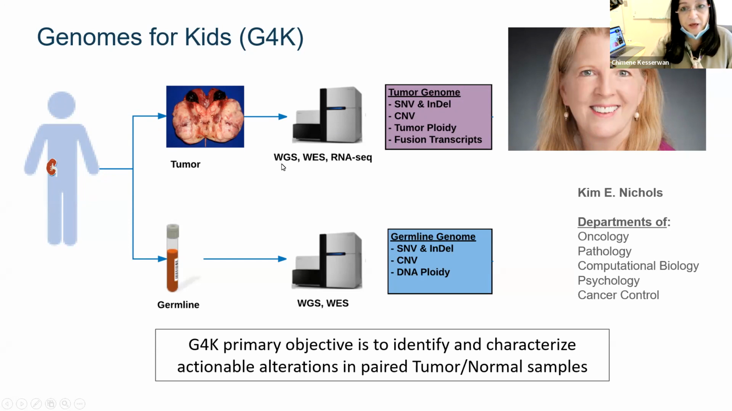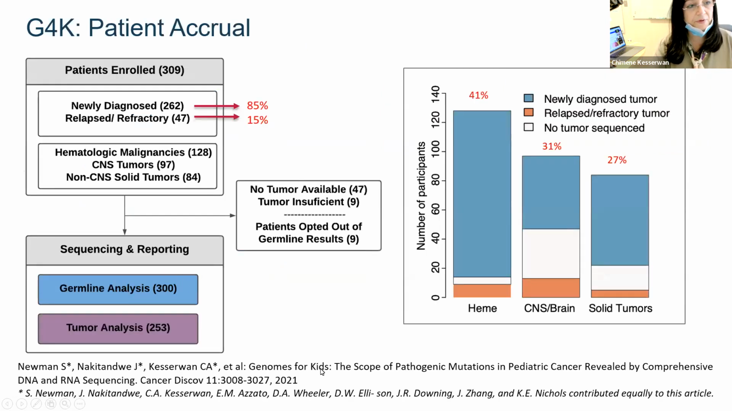Jude will have the option to have his tumor sequenced via whole genome, whole exome, and RNA-seq, and a paired matched normal sample will also receive whole genome and whole exome sequencing. In the tumor genome, we'll be looking at single nucleotide variant, indel, copy number variant, tumor ploidy, and fusion transcript. And in the germline genome, we'll look at single nucleotide variant, indel, copy number variant, and DNA ploidy. So the primary objective of the G4K was to identify and characterize actionable alterations in paired tumor normal samples.